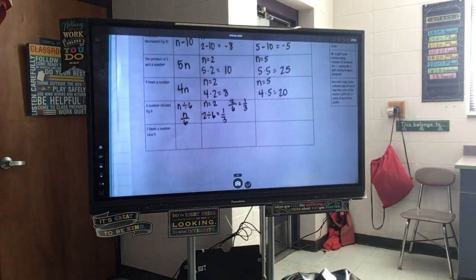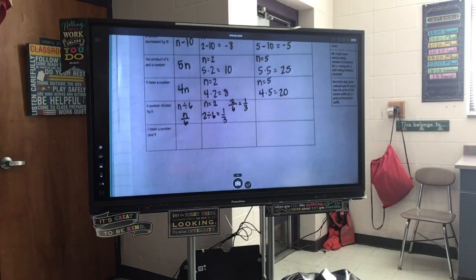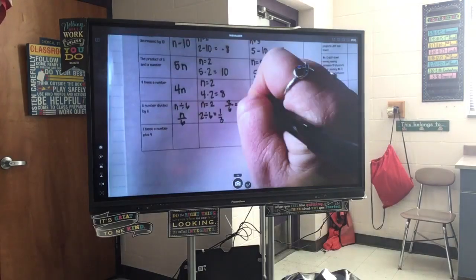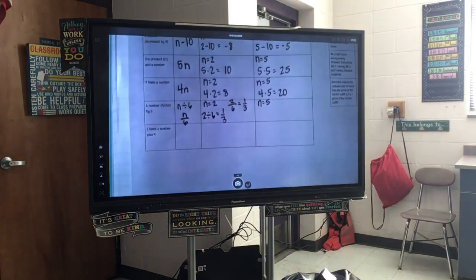All right, any questions about that one? So even though our number was smaller, we have to put it where the variable is. We can't change it because we don't like that number. I don't like that number, but we gotta do what we gotta do, right? All right, so when n equals 5, what is that gonna be? What am I gonna do there? Ronnie?